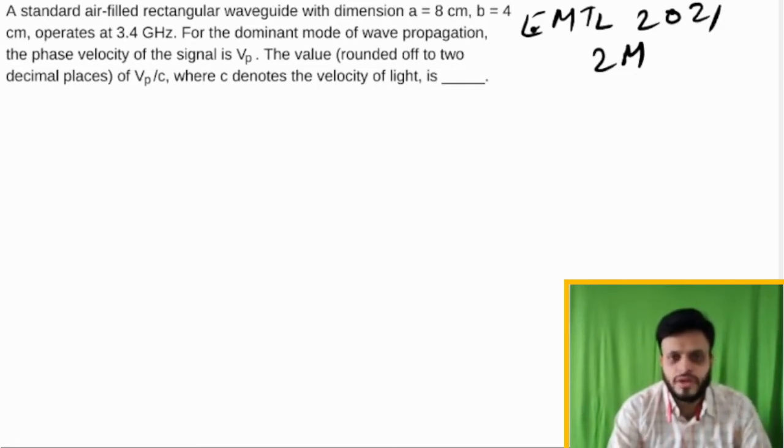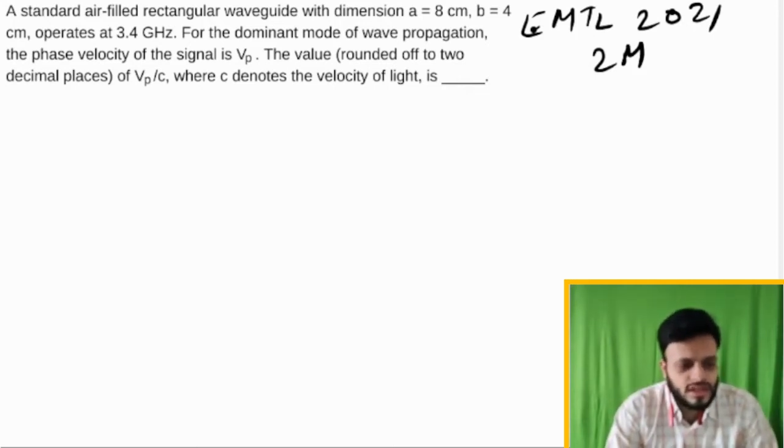The first thing after looking at any question, or after getting any question paper, is that we should read the question very carefully. So let us start with reading the question carefully. The question says: a standard air-filled rectangular waveguide with dimensions A equals 8 centimeter and B equals 4 centimeter operates at 3.4 gigahertz. For the dominant mode of wave propagation, the phase velocity of the signal is Vp. The value of Vp over c, where c denotes the velocity of light, is?